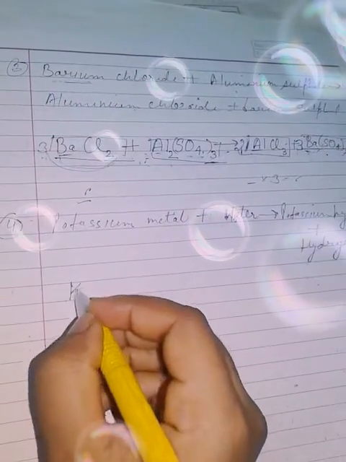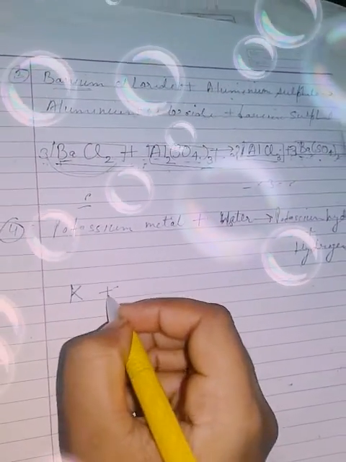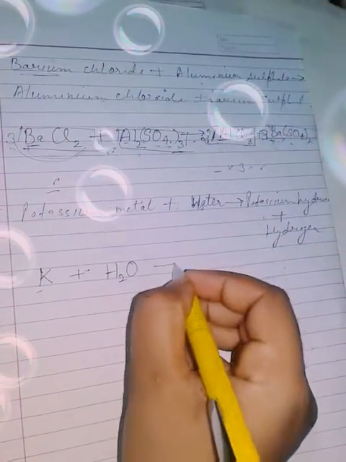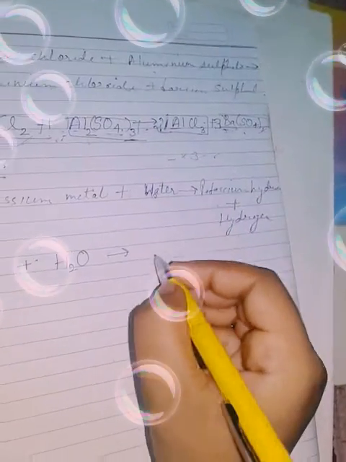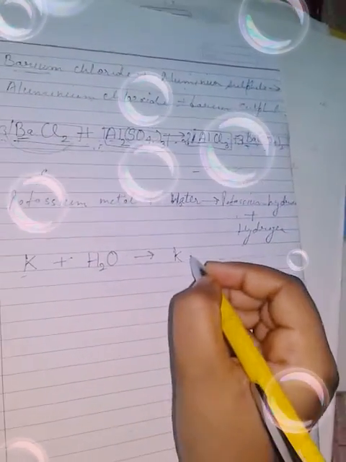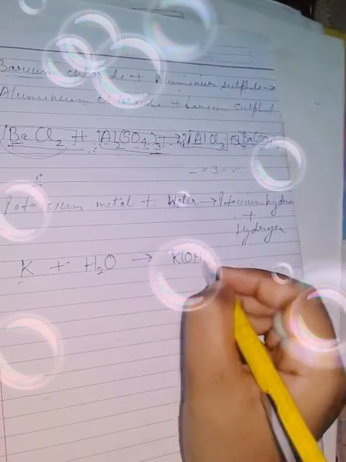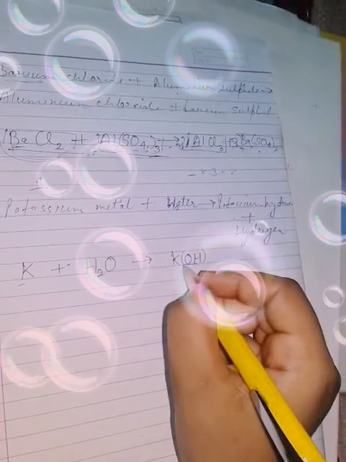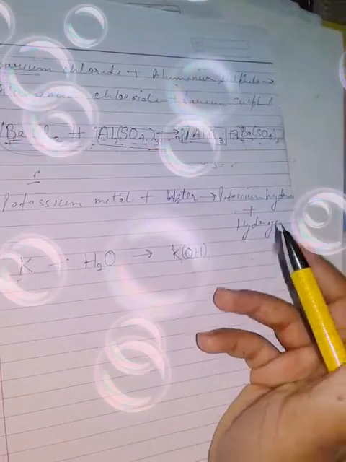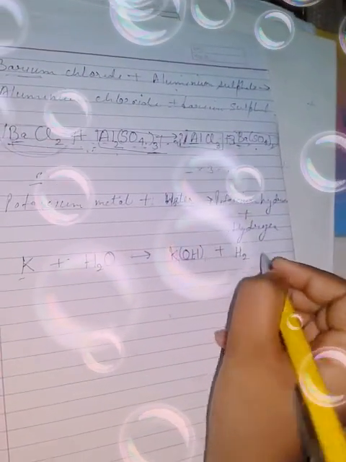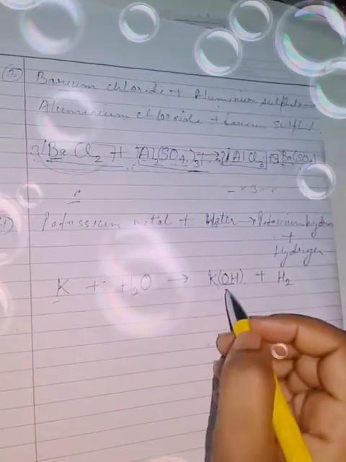Potassium symbol is K. Metal, since it will be in atomic form only. Water formula is H2O. It gives you potassium hydroxide. Potassium symbol is K, hydroxide is OH. So potassium valency is 1, crossed over here. Hydroxide valency is 1. So 1, 1, no need to mention over here. Then is hydrogen gas. It is a diatomic gas, so H2. Now let us start balancing it.